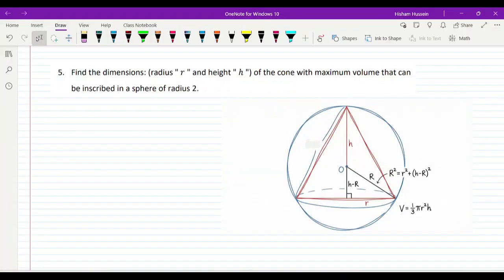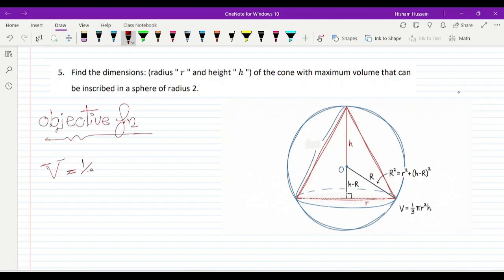In problem 5, find the dimensions, the radius r and the height h, for the cone with a maximum volume that can be inscribed in a sphere of radius 2. Here is the illustration for the cone inscribed in a sphere. This is the base of the cone. Now we need to identify the volume, which is the objective function, V, that equals 1 over 3 pi r squared times h.